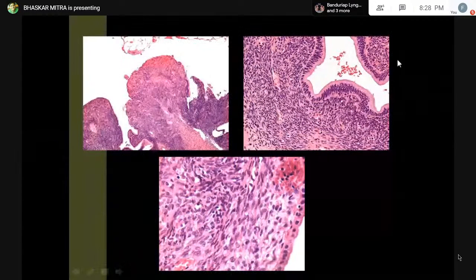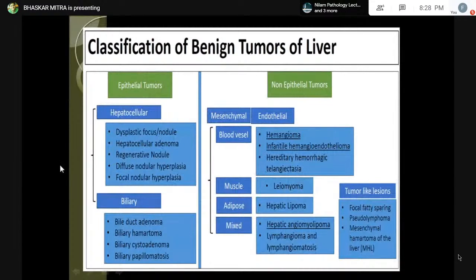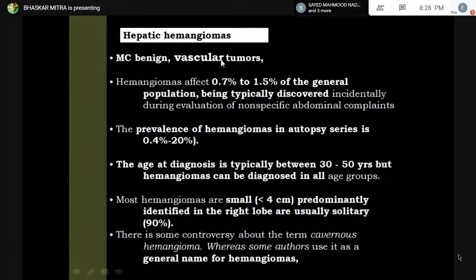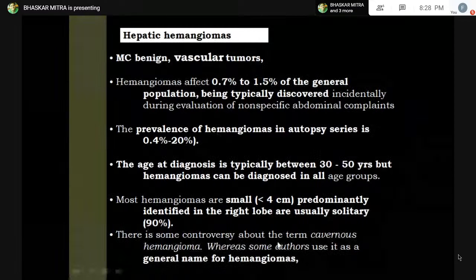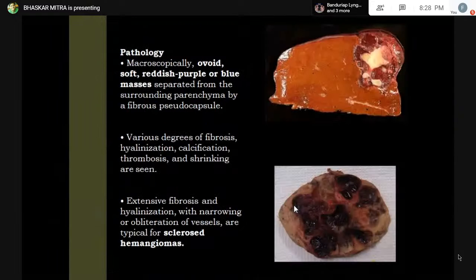Now coming to the non-epithelial group, that is the mesenchymal group. The first is the blood vessels, that is the hemangiomas, hepatic hemangiomas. The hemangiomas show soft, reddish purple to bluish masses with dilated vascular channels with blood clots within them. There may be hyalinization and fibrosis within this, giving rise to sclerosis.